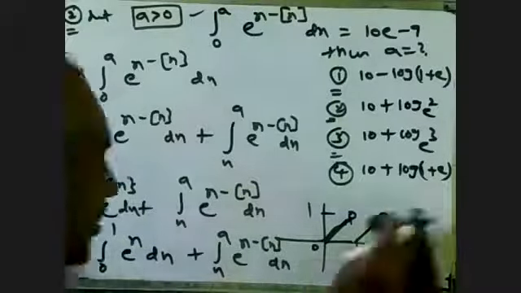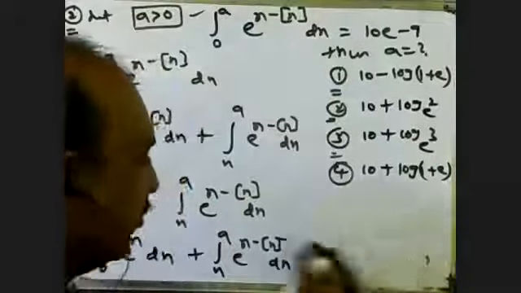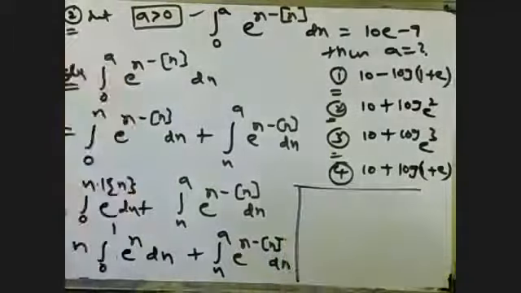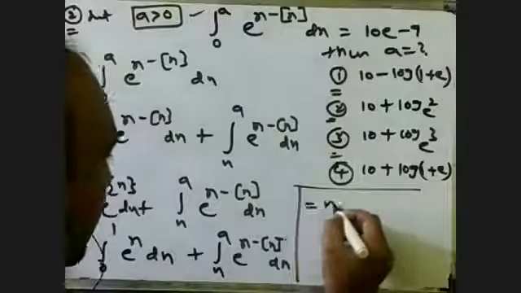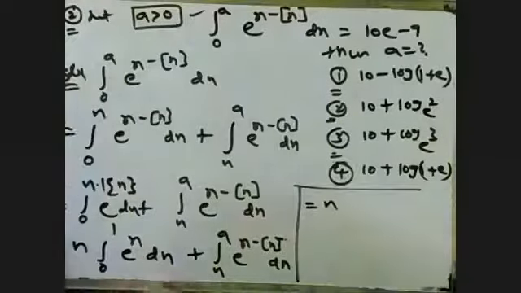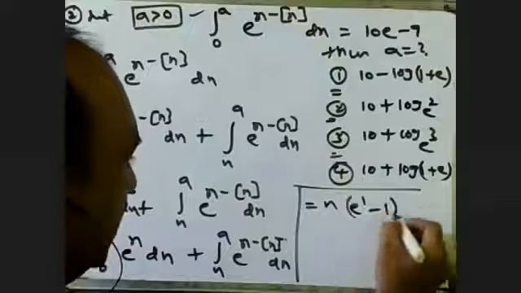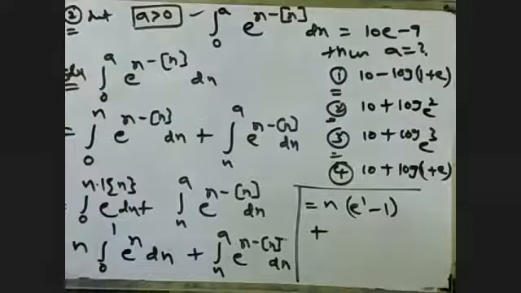On further simplifying this part, you'll get n into the integral of e power x dx. The integration is e power x. Apply the upper limit and lower limit, that is e power 1 minus 1. You get like this.